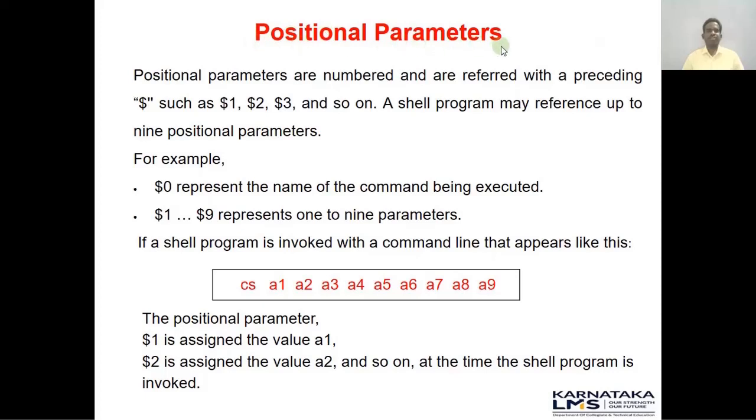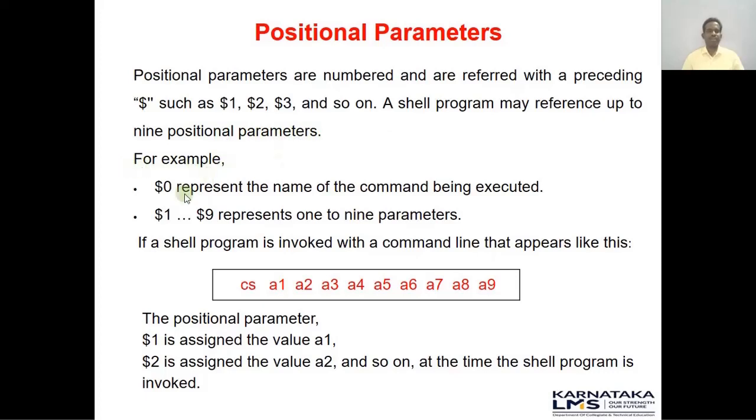Positional parameters. In UNIX-Shell Programming, if we want to pass the value using command line, we use positional parameters. Parameters are also known as arguments. Positional parameters are numbered and are referred with a preceding dollar, such as $1, $2, $3, and so on. A shell program may reference up to 9 positional parameters.